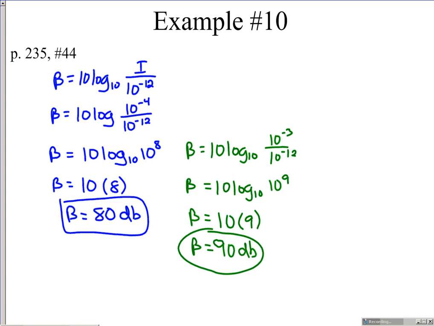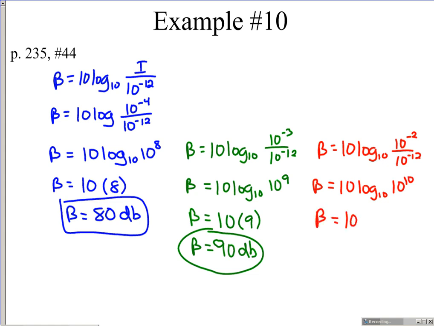Third one now, a siren from 30 meters away has a 10 to the negative 2nd intensity. So we have 10 log base 10 of 10 to the negative 2nd over 10 to the negative 12th. Use your properties of exponents. Use your properties of logarithms. That's 10 times 10 or 100 decibels. So we can see as our intensity level goes up by a power of 10, our decibel level goes up as well.